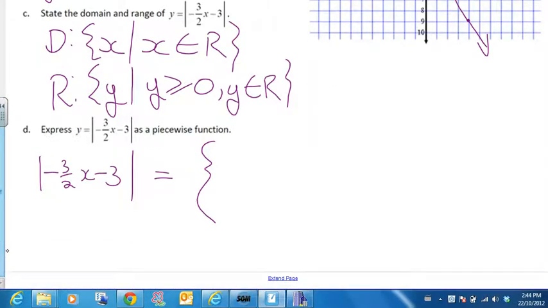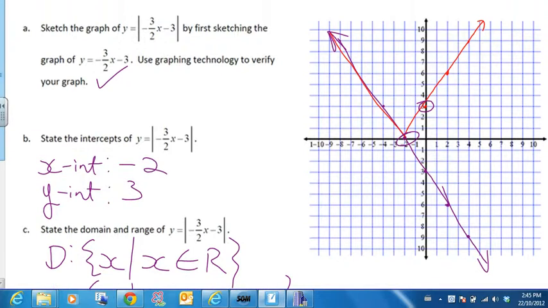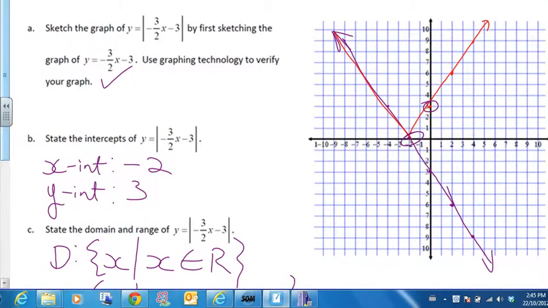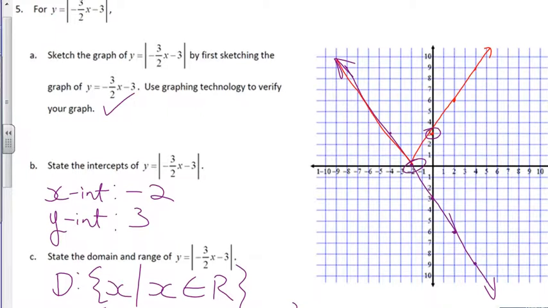All right, I dragged something out of the way. That ended up there. All right, we'll just leave this here. So it's negative 3/2 x minus 3 if x is less than or equal to negative 2. Okay. There. Okay. It's all good.